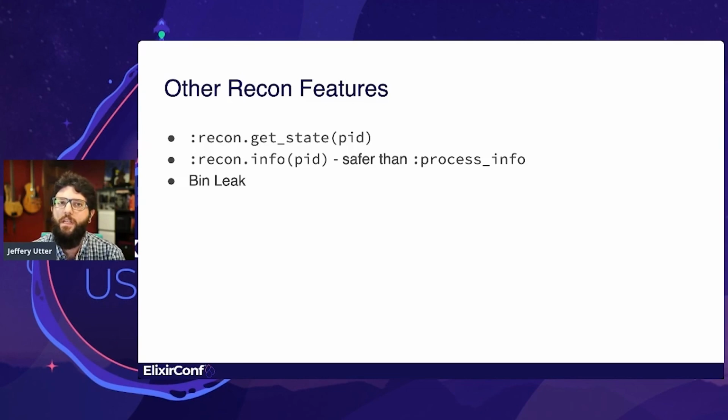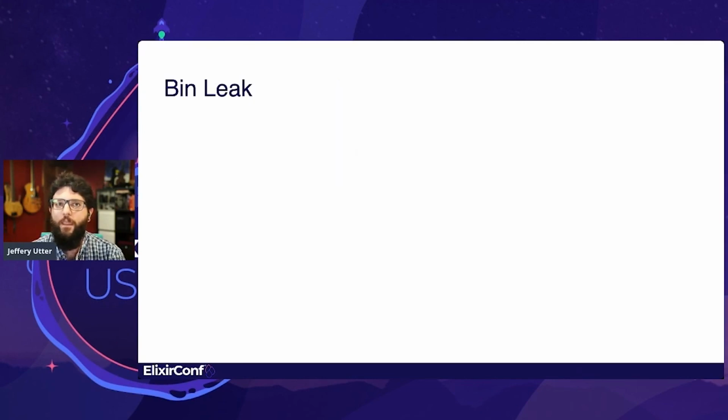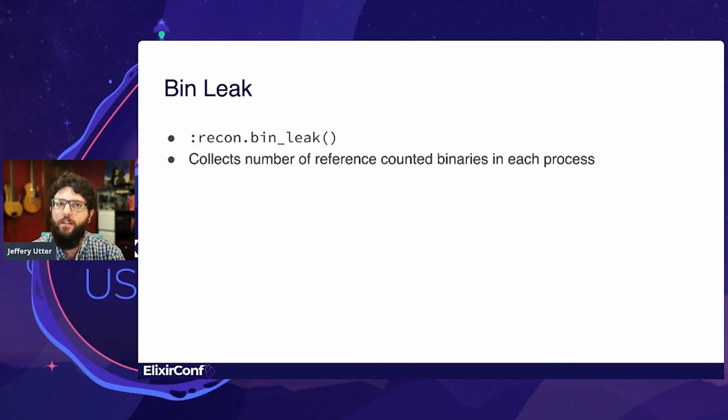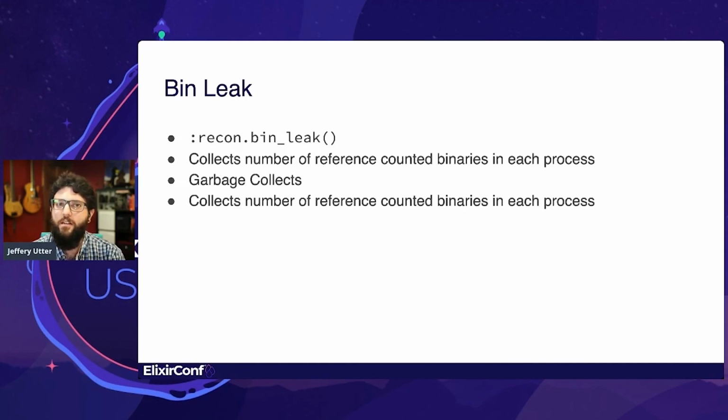And there's also Recon bin leak, which is really interesting. What Recon bin leak does is find processes holding on to memory that they don't need. You just call Recon bin leak, and it collects the number of reference counted binaries in each process in the system. It runs a garbage collection on every process, collects the number of reference counted binaries again, and then compares. So this tells you, for each process, which ones were hanging onto memory that they didn't need and that we were able to garbage collect. And it shows you the highest offenders.